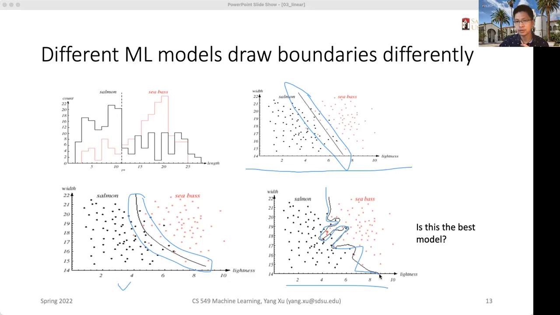So in the last case, all the data points fall onto the correct side, right? But it is not likely to be a good model for new data points, because the boundary doesn't capture the general patterns. It is more of a description of the idiosyncrasies of the current training set, but does not generalize very well to new data.